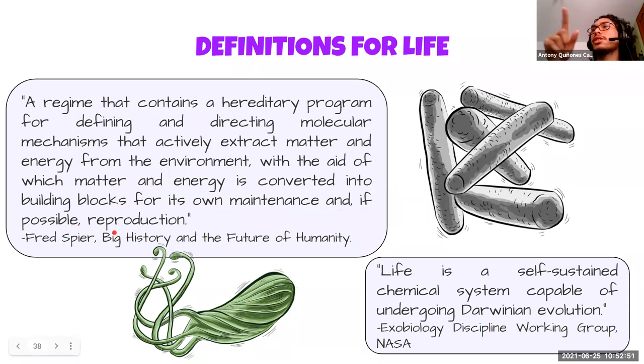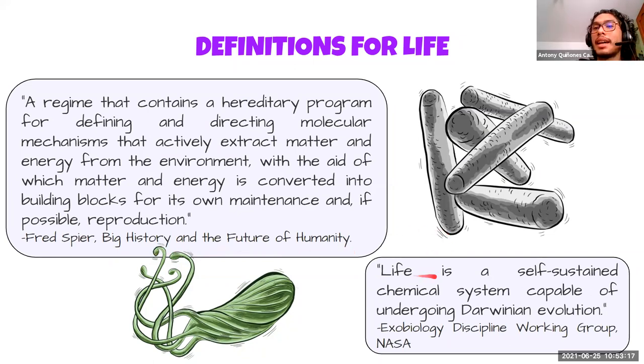So that answers also a question that someone was asking about the Miller experiment, like, when the cells are there, how do they keep alive? So that is why life is defined like this. This definition was given by Fred Spier in his book, Big History and the Future of Humanity.